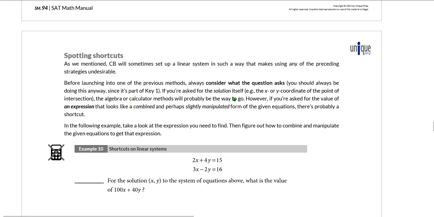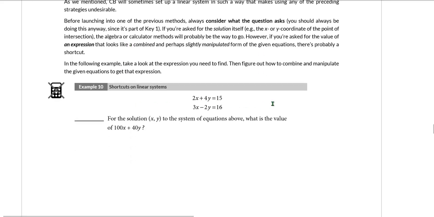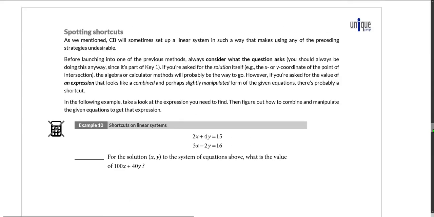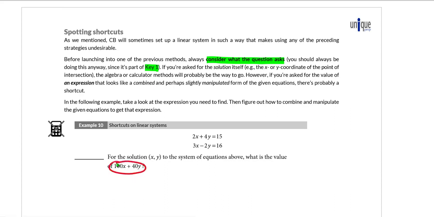So again, before you do anything on a system of equations question, you should always consider what the question is actually asking you. That is key number one, so you should be doing this in general. But on a linear systems question, really take a good hard look at what it is they are asking you, because what they are asking you may be some kind of a rearrangement of, or combination of, or multiple of the sum or difference of the two equations that you were given.